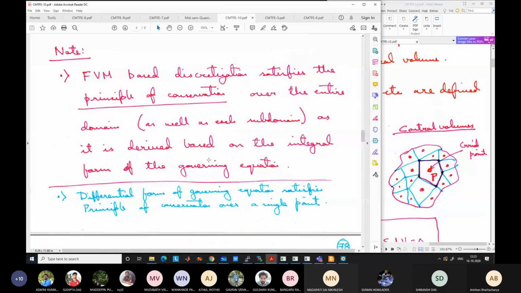One important advantage of the finite volume method is that this finite volume based discretization, because you are doing it by integrating the governing equation over the control volume, satisfies the conservation of each of these parameters, like the conservation of energy or conservation of momentum over the entire control volume. As a consequence, it satisfies the conservation of properties over the entire domain. Okay, this is not trivial. Means for other cases, this may not be the case.